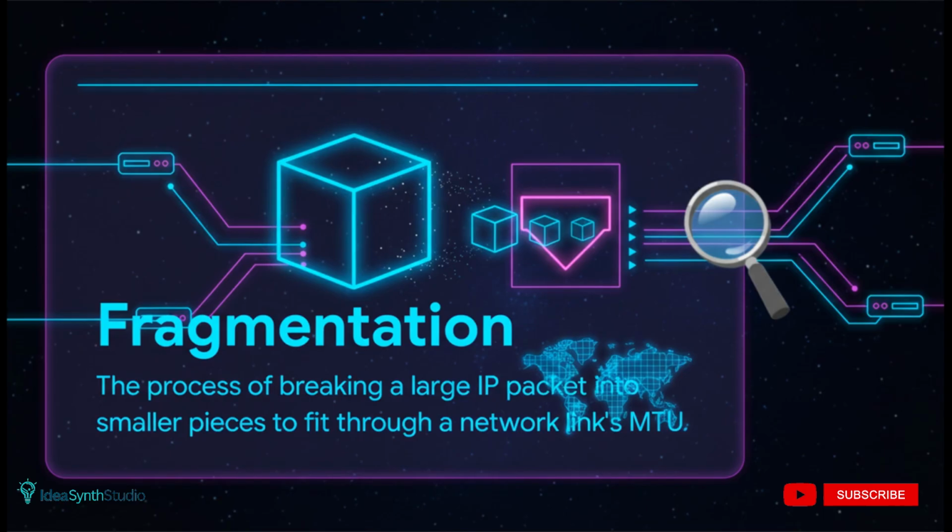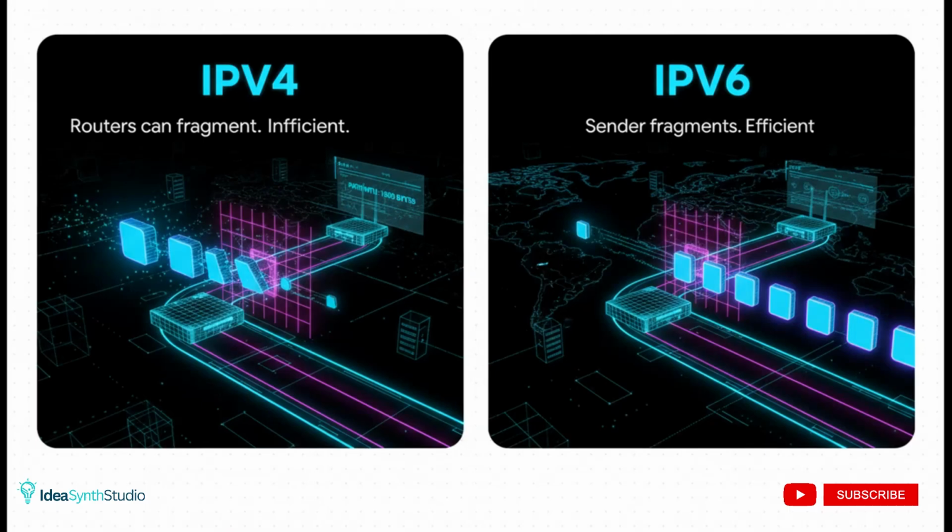Every link in a network has a size limit, its maximum transmission unit, or MTU. If a packet is too big, it gets chopped up to fit. And here again, we see a really smart improvement in IPv6. With the older IPv4, any router along the path could decide to fragment a packet, which can actually slow things down. IPv6 says, nope, routers are not allowed to do that. Instead, the original computer that sent the packet is responsible for making sure it's already the right size for the whole trip. Much more efficient.